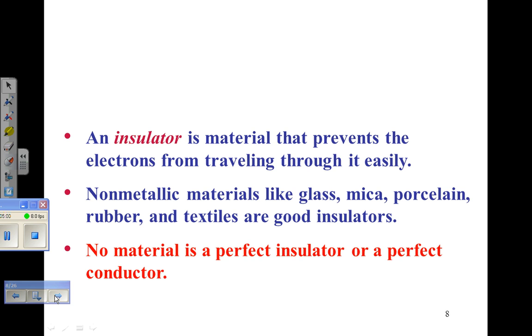An insulator is a material that prevents electrons from traveling through it easily. Non-metallic materials like glass, mica, porcelain, rubber, and textiles are good insulators. No material is a perfect insulator or a perfect conductor. Although in DC theory, I'm sure that you've already learned that a material that has one or two free electrons in its valence shell is a good conductor. Something that has 7 or 8 is a relatively good insulator.